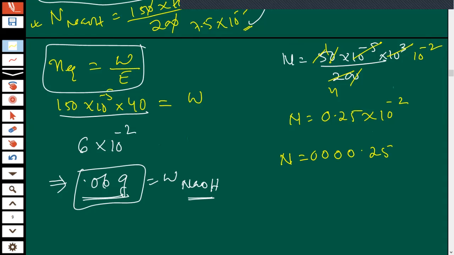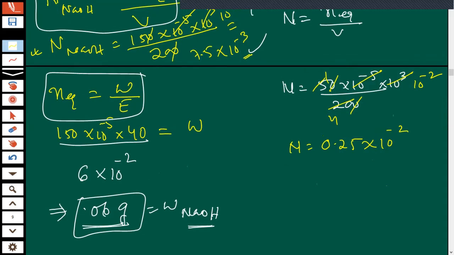Can we move it to the left-hand side? Just check whether it is clear or not. 0.0025, or 0.25 into 10 to the power minus 2. And here it is 10 to the power minus 5.